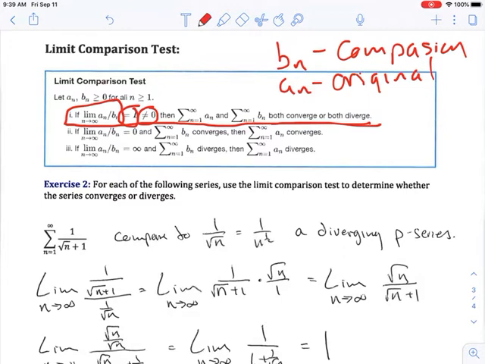Now, if the limit of the ratio is equal to 0, or if it's equal to infinity, generally speaking, it's going to be inconclusive. But you also want to go back and check with these two situations. So let's dive in and do the first example.